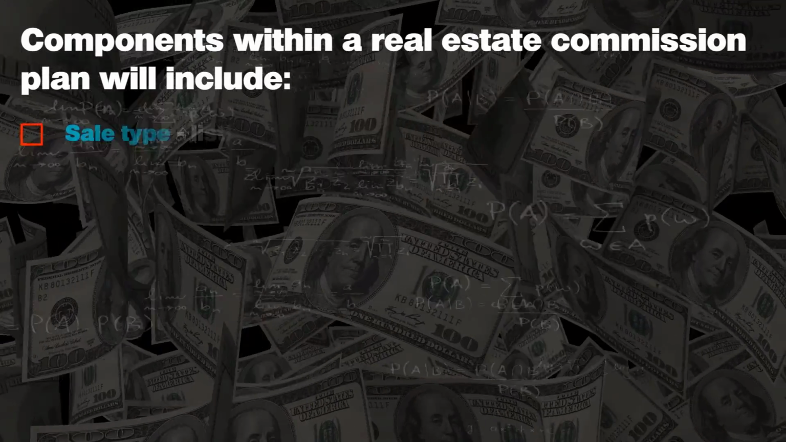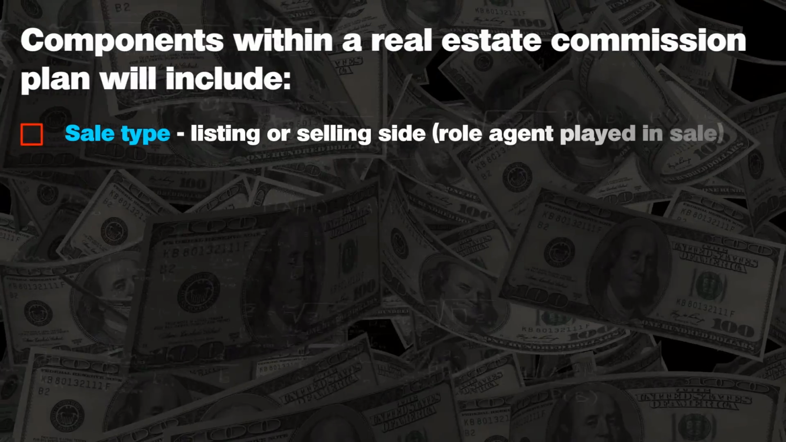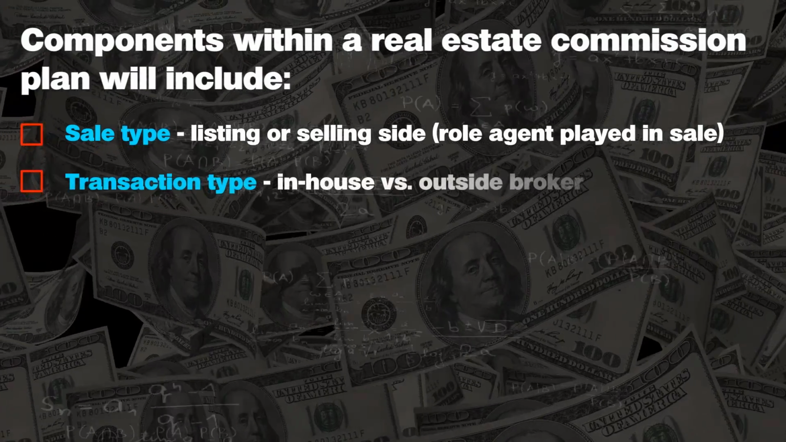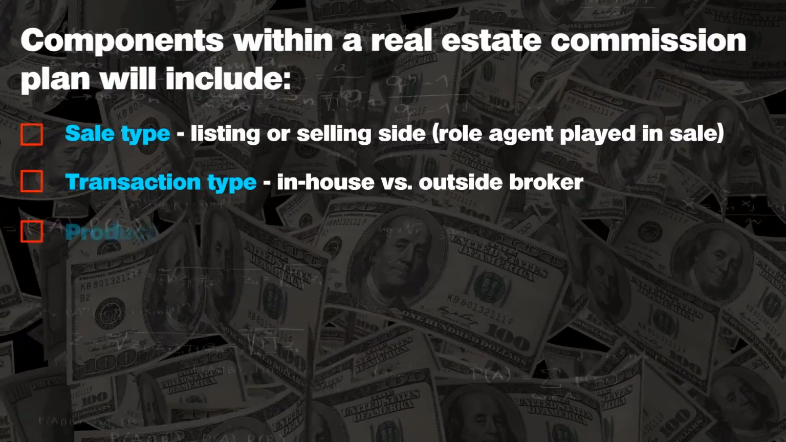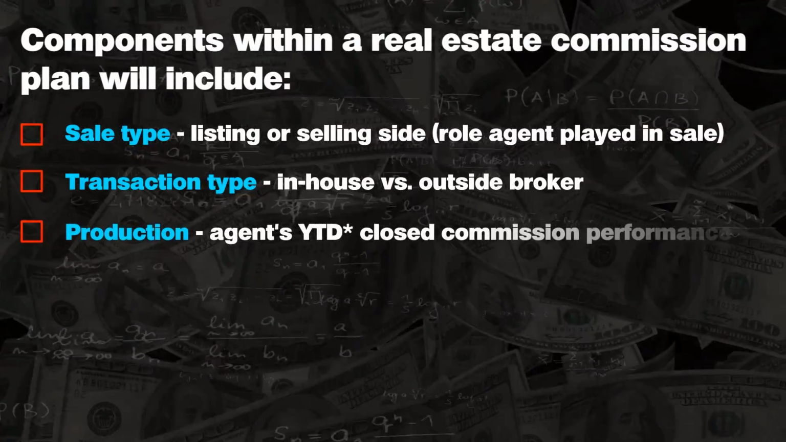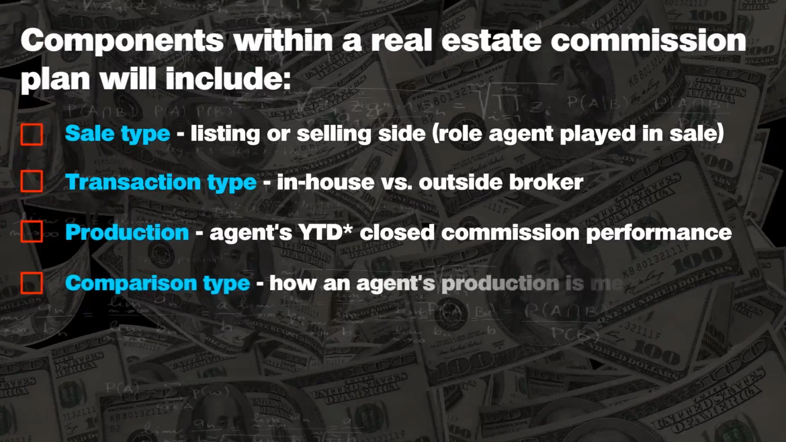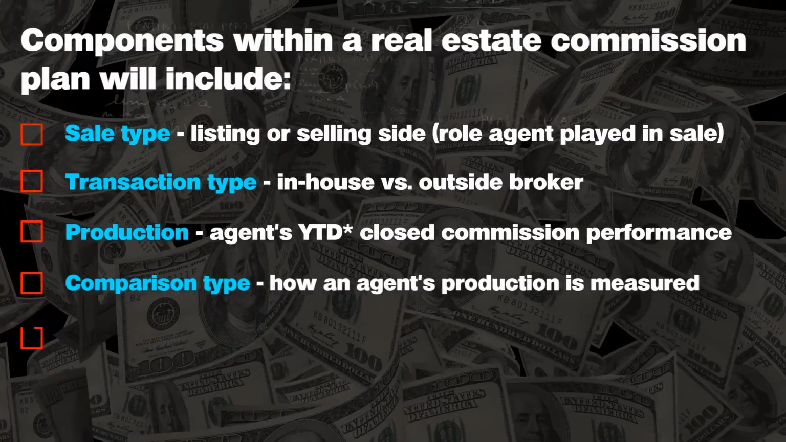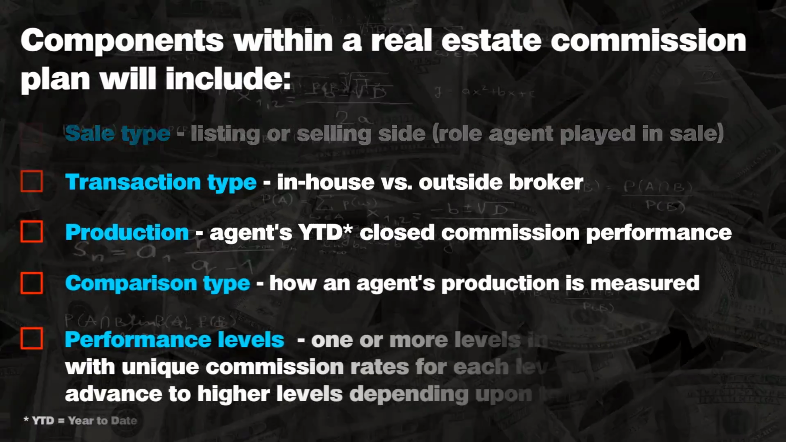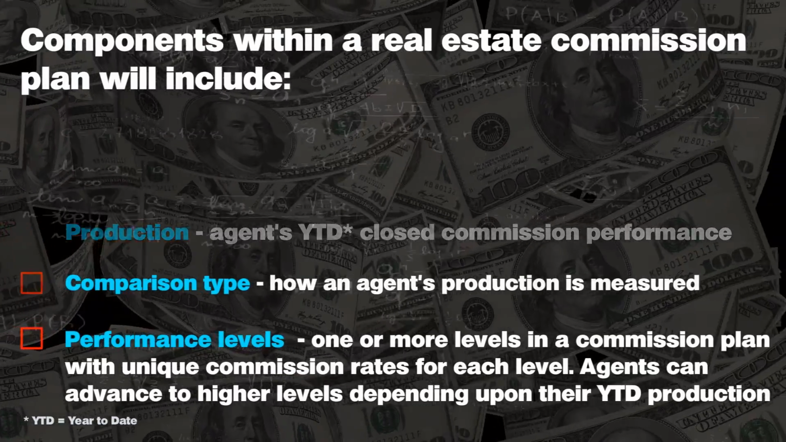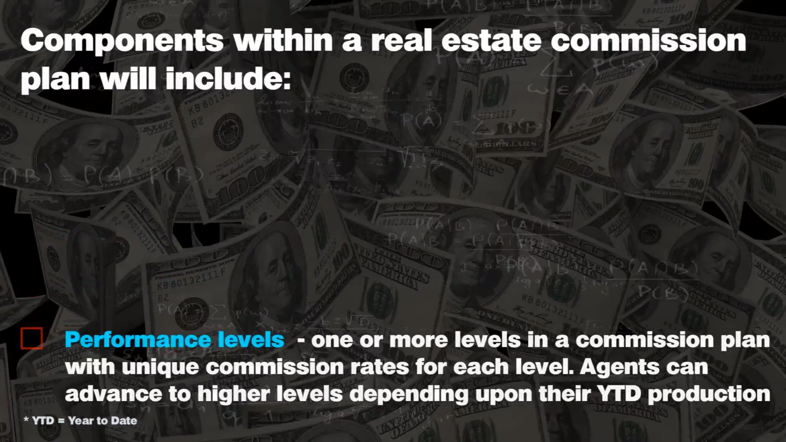Components within a real estate commission plan will include sale type, listing or selling side, the role the agent played in the sale; transaction type, in-house versus outside broker; production, agent's year-to-date closed commission performance; comparison type, how an agent's production is actually measured; performance levels, one or more levels in a commission plan with unique commission rates for each level. Agents can advance to higher levels depending upon their year-to-date production.